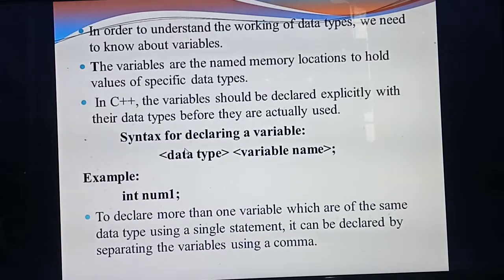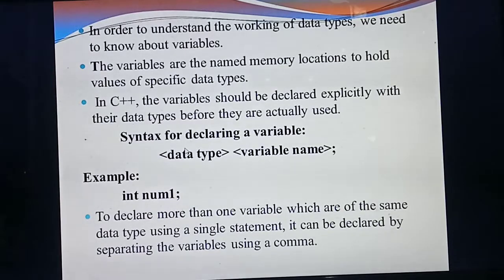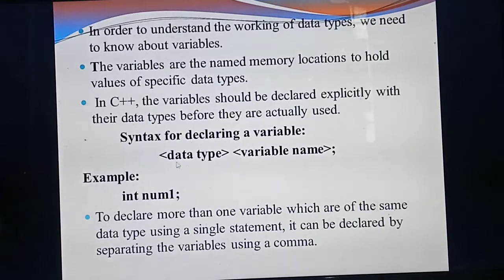Understand? So what's the syntax for declaring a variable? First one is the data type and second thing is the variable name. One example they have given, listen carefully: int num1. So int is a data type, and num1 is a variable. Understand? Int is a data type and num1 is a variable.